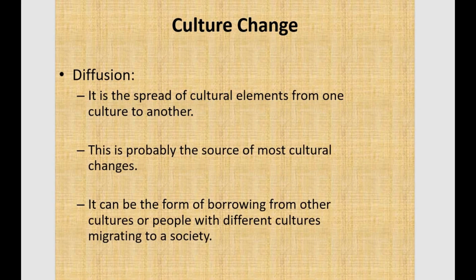And then diffusion. Diffusion is the spread of cultural elements from one culture to another. This is probably the source of most cultural changes, whereby it can come from borrowing from other cultures, or people with different cultures migrating to a society. So if people from different backgrounds migrate from different societies, it can change how societies operate their own thing.